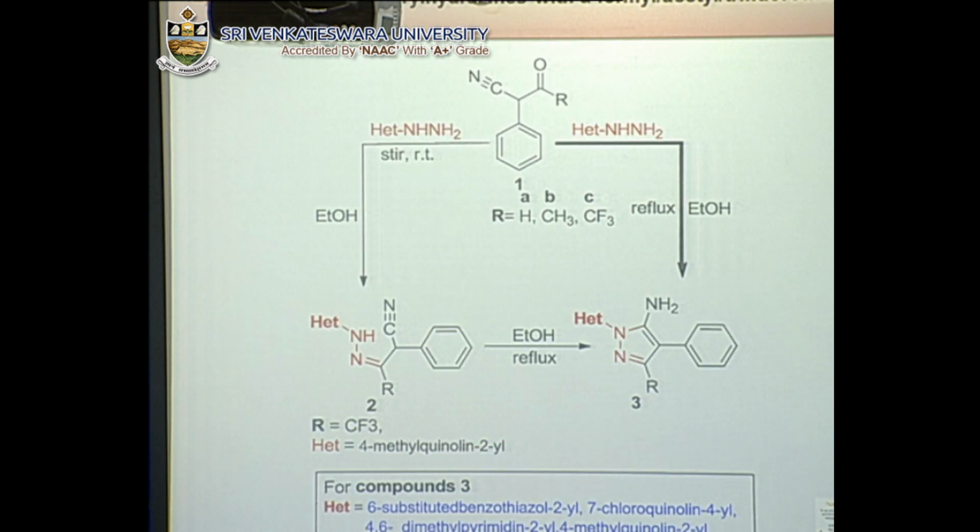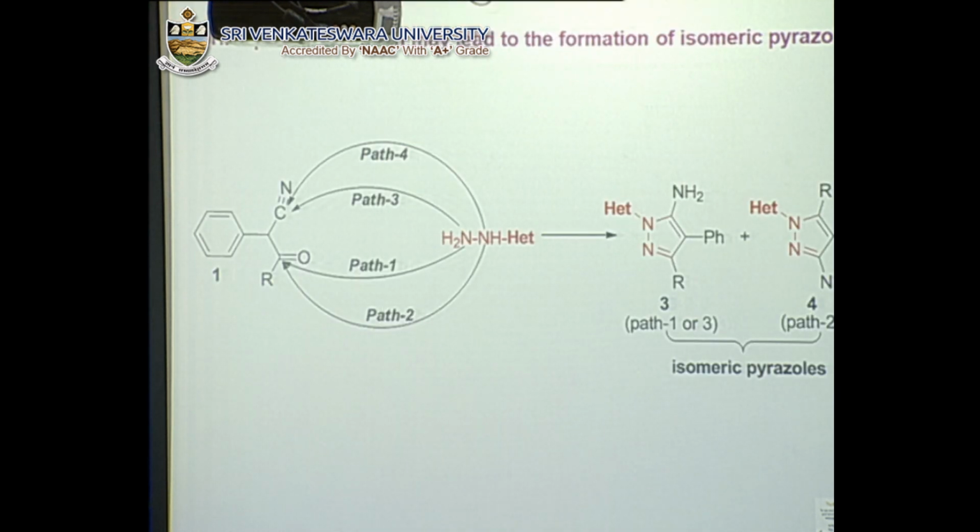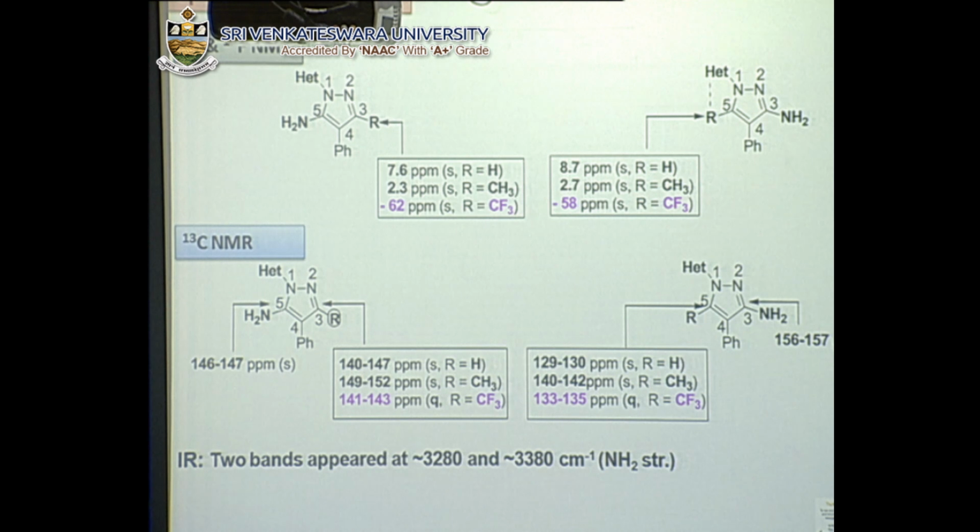The second part involves the reaction of heteroaryl hydrazines with some alpha-acyl benzyl cyanides. Here we get the 5-aminopyrazoles, and in one case where this R is a trifluoromethyl group, we isolated this intermediate also. The reaction in principle may yield the two isomeric products, 5-amino and 3-aminopyrazoles, and we can easily distinguish these 5-amino and 3-aminopyrazoles on the basis of proton and fluorine NMR spectroscopy.